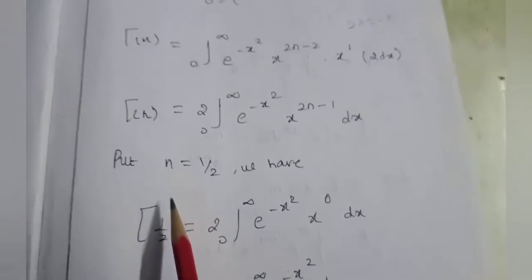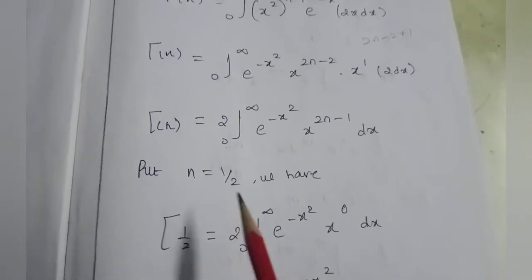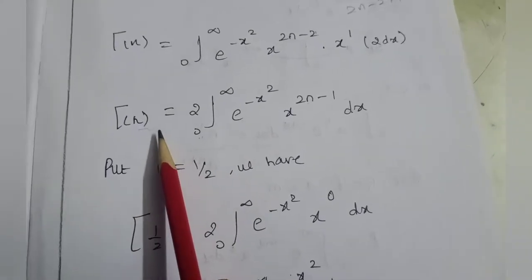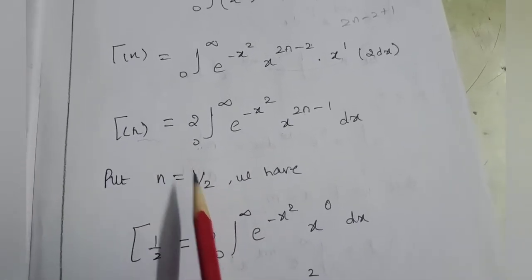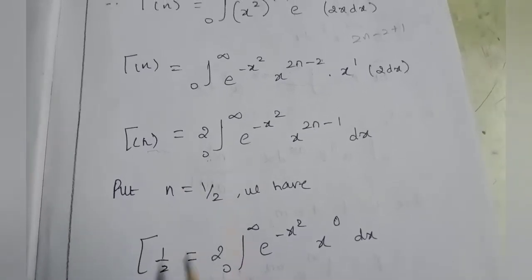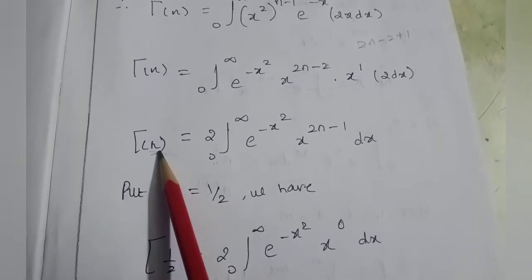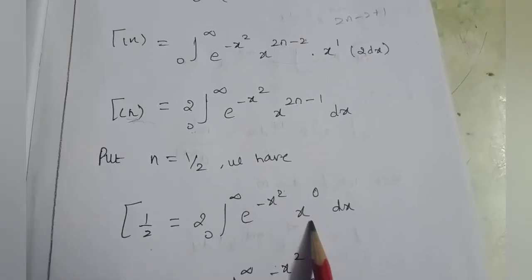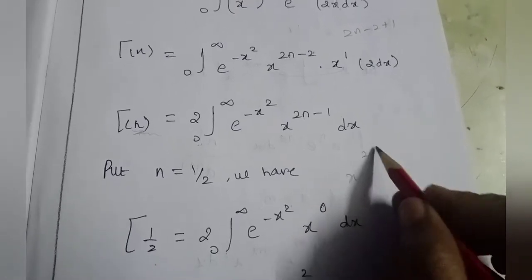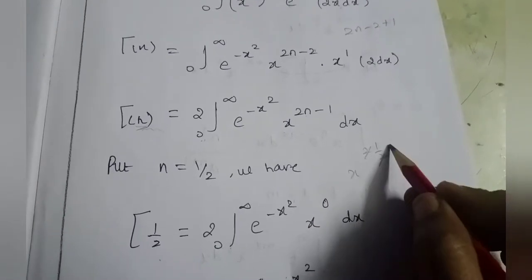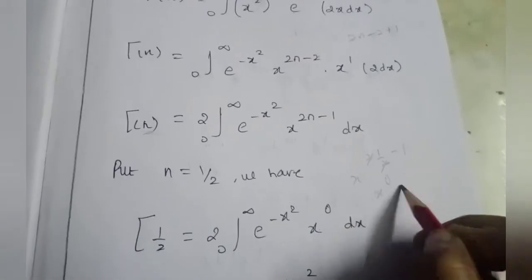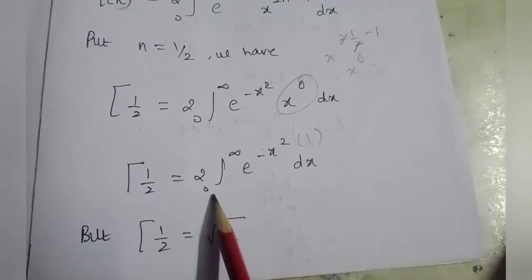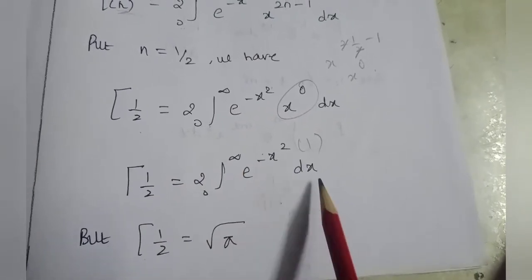Now after that, I am going to take the value of n to be 1 by 2 because I have readily gamma value. We saw in the properties gamma of 1 by 2 is nothing but root pi. So I am going to take n value as 1 by 2. So what happens? Wherever n is there, I will replace it by 1 by 2, which is equal to twice integral 0 to infinity e power minus x square into x power, see, 2 into n is 1 by 2, 2 2 gets cancelled, minus 1. So 1 minus 1 is x power 0. So anything to the power 0 is 1. So I will be having it as gamma 1 by 2 is equal to 2 integral 0 to infinity e power minus x square dx.